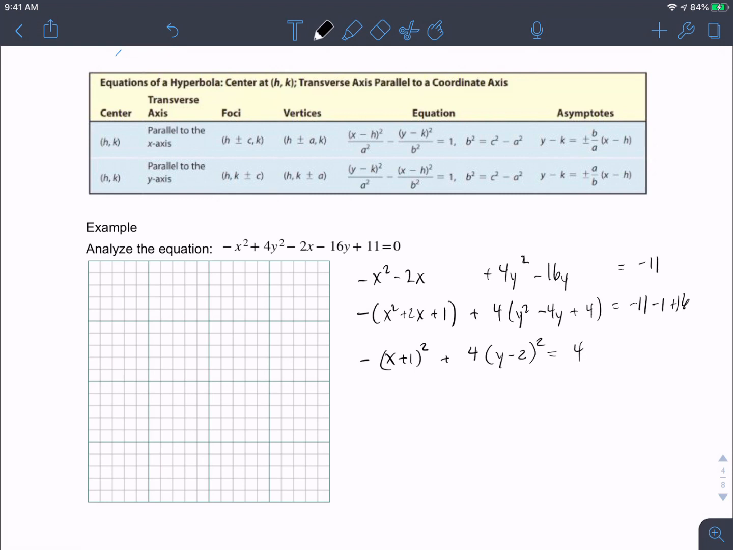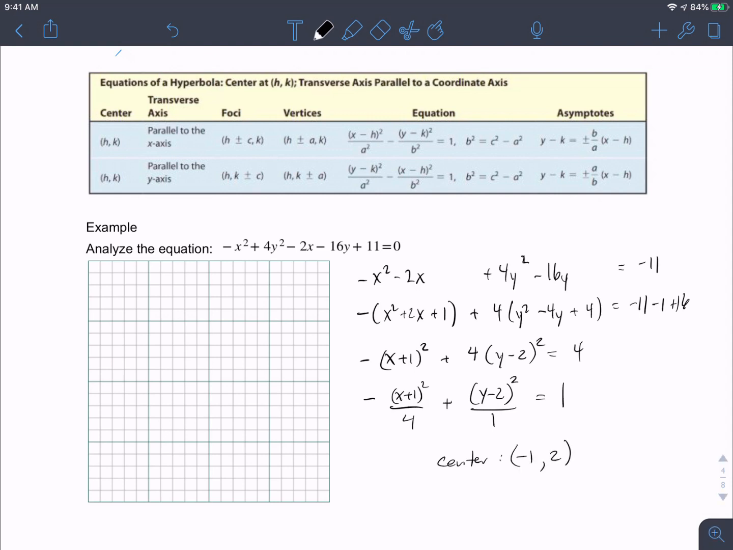Now, I'm going to divide by that 4 that's in front of the y minus 2 squared term. So I'm going to get a negative x plus 1 quantity squared over 4 plus y minus 2 quantity squared, and I'll just write over 1. And then dividing that 4 by 4, I'm going to get this. Now from here, what I get to see is that the center is going to occur at negative 1, 2.